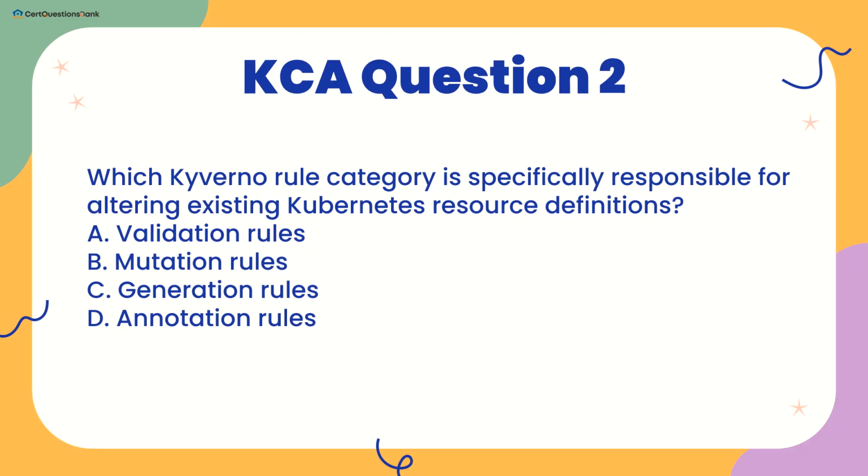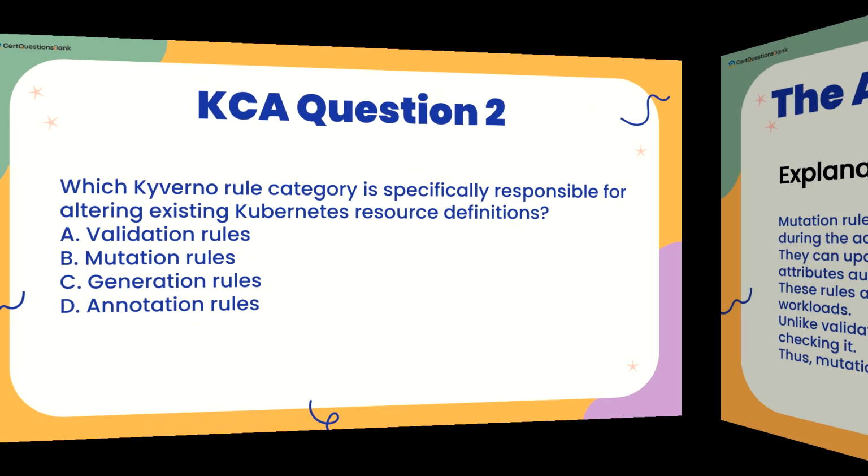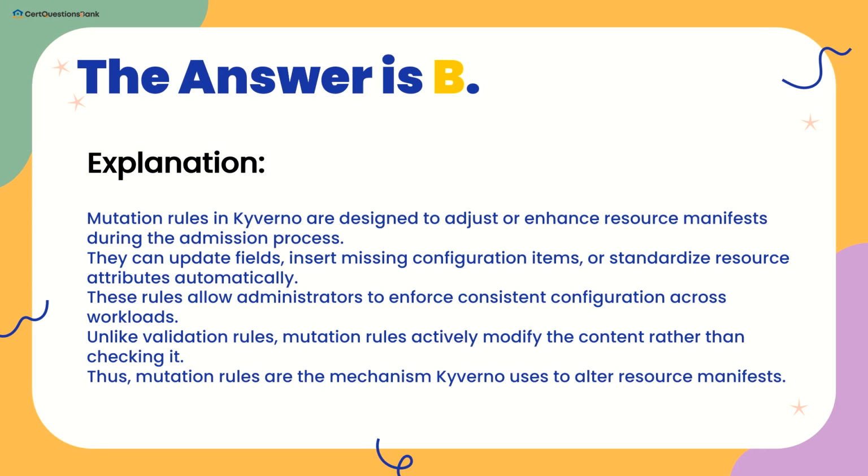Which Kyverno rule category is specifically responsible for altering existing Kubernetes resource definitions? A. Validation rules. B. Mutation rules. C. Generation rules. D. Annotation rules. The answer is B.